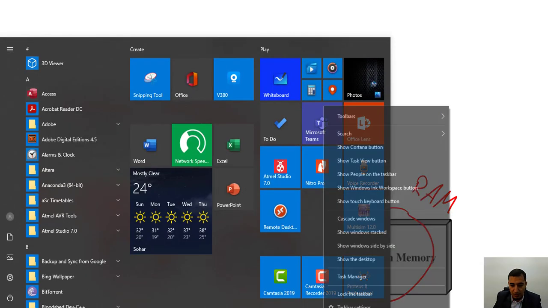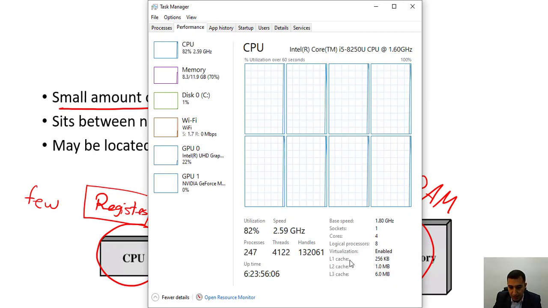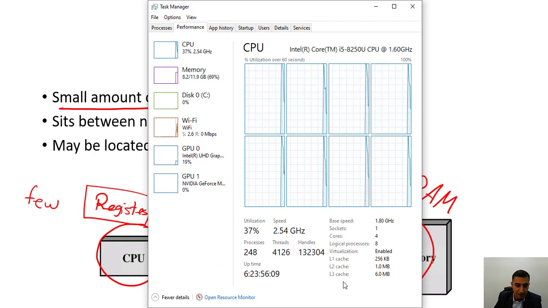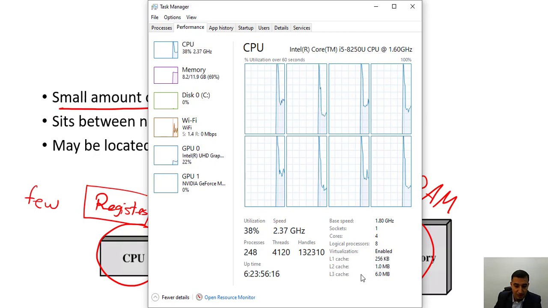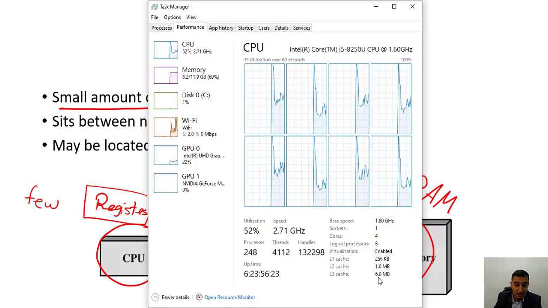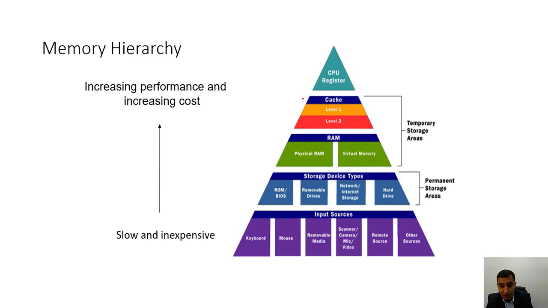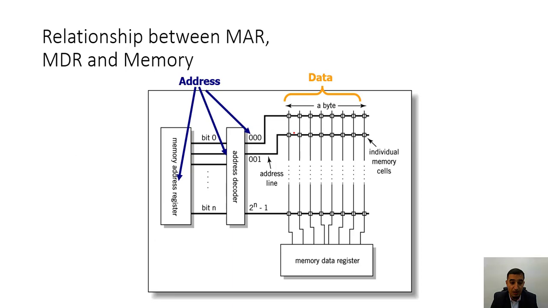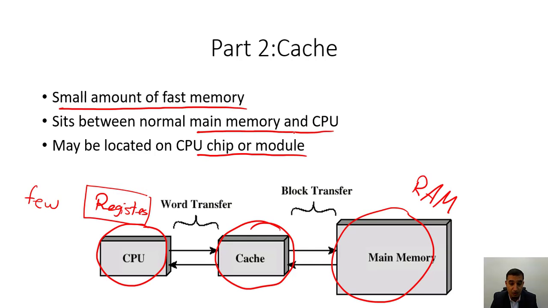If I check my computer, the one I'm using now, you can see that I'm using cache. I have 3 levels of cache. Level 1 is 256 kilobytes, level 2 is 1 megabyte, and level 3 is 6 megabytes. These cache memories are different in size. If you go back to the memory hierarchy, you can see that the cache also has levels. Level 1 will be faster than level 2, and level 2 will be faster than level 3. But level 1 will be smaller than level 2, and level 2 will be smaller than level 3.